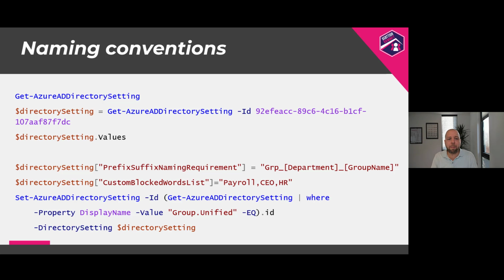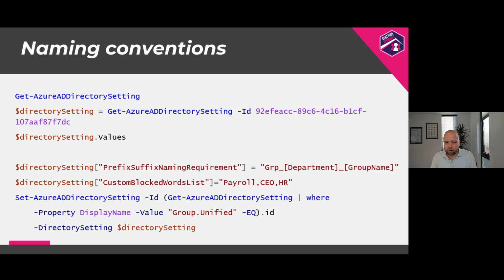Then we go to naming conventions. There's a couple of things that you can do. You can set a naming convention based on a fixed keyword. So you could say that every team that's being created by someone should be prefixed, for example, by team dash, or by group dash, or by collaboration dash, or something like that.